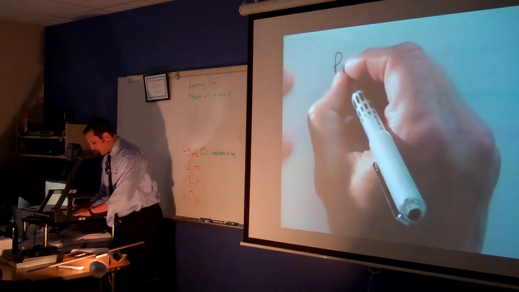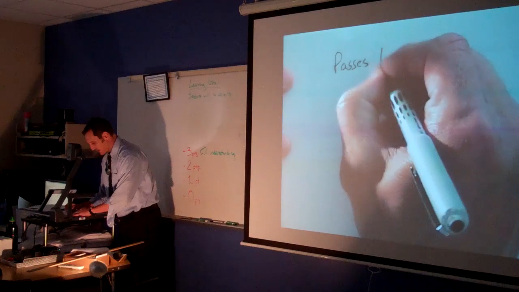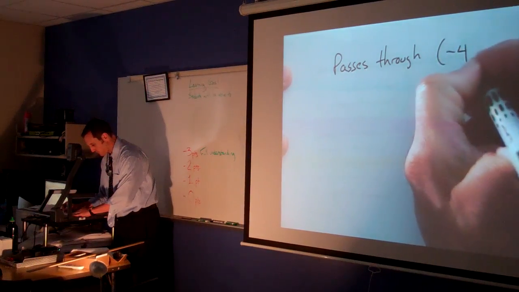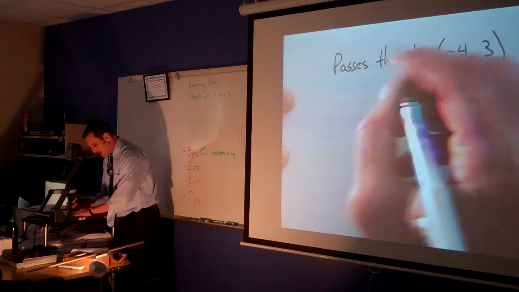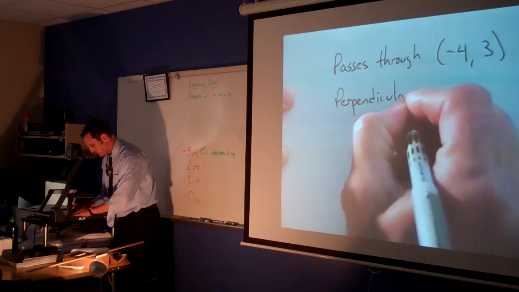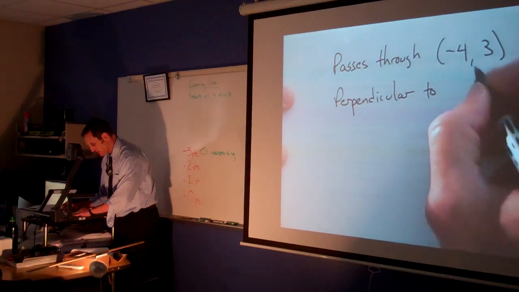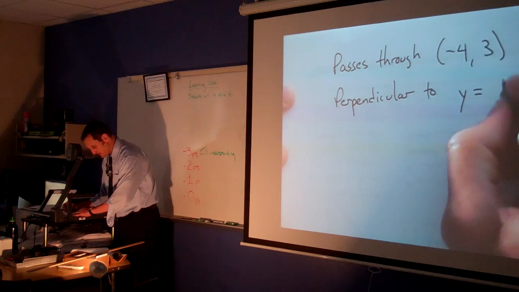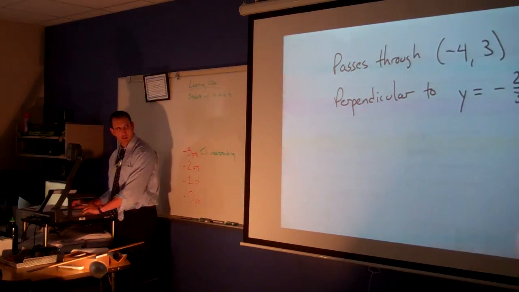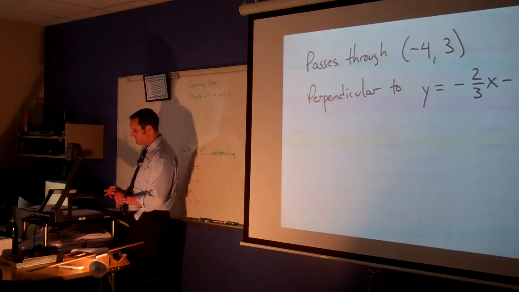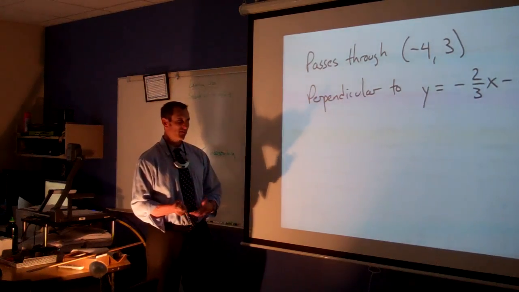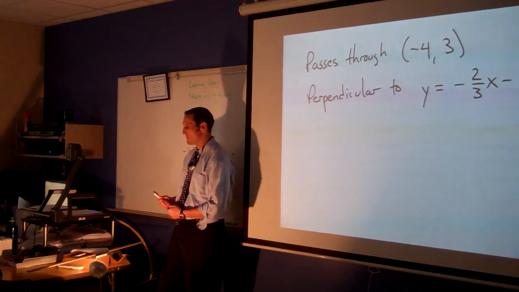Here's an equation of a line, or we need the equation of a line that passes through another ordered pair. We'll say it's negative 4, 3. And this one is perpendicular to another equation. We'll say it's perpendicular to this equation. So here's the information that we are given. What we have to do with this is write the equation of a line. So we have to write the equation that fits these pieces of information.